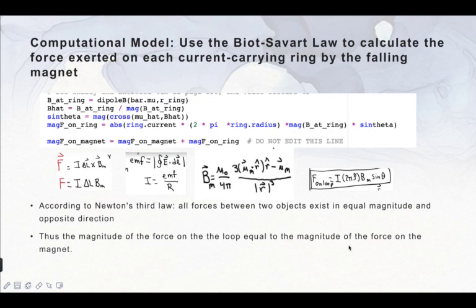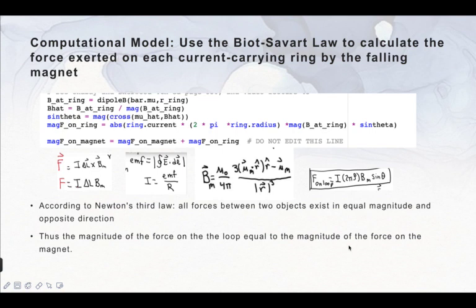And then I use the Biot-Savart law to calculate the force exerted on each current carrying ring by the falling magnet. We know the equation to calculate the force exerted on the loop, which is IBL, and we also know Faraday's law and Biot-Savart's law. Thus, we can get our final equation to calculate the force exerted on the loop.